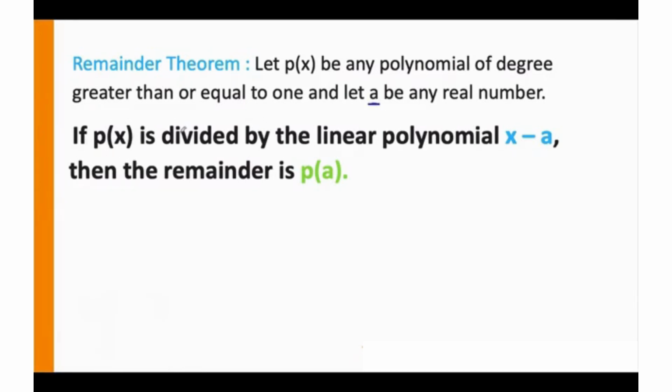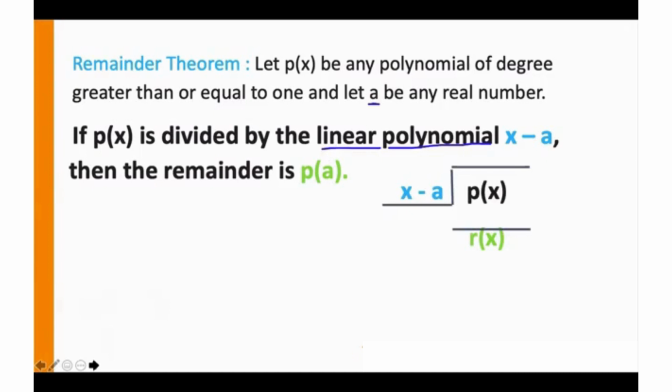Then if p of x is to be divided by a linear polynomial x minus a, we will get the remainder by finding p of a. Why p of a? Let's understand that. So p of x is a polynomial and it is to be divided by a linear polynomial x minus a. You can see x has a degree of 1. Then we get the remainder by finding p of a. That means putting a here in place of x.